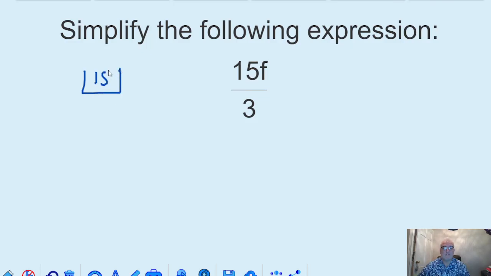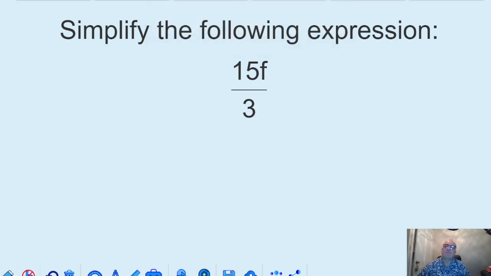So here I've got 15 lots of f, and I'm going to see how many times 3 will go into that. 3 goes into that 5 times, goes into that once, and into that 5 times. So my answer, 5 lots of f.